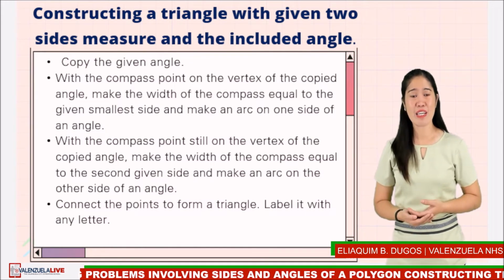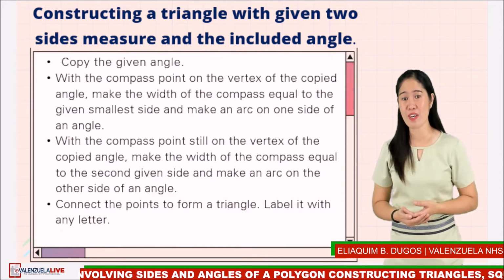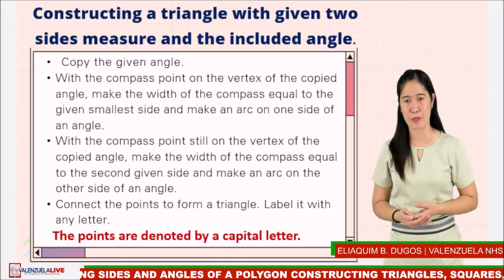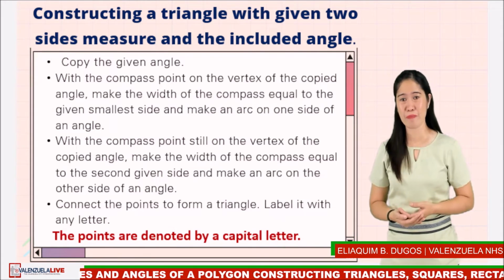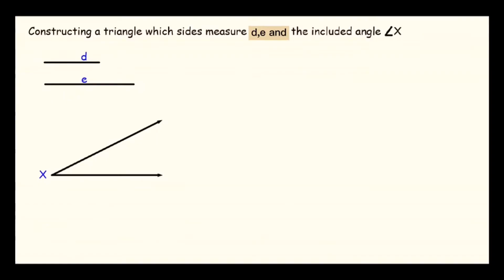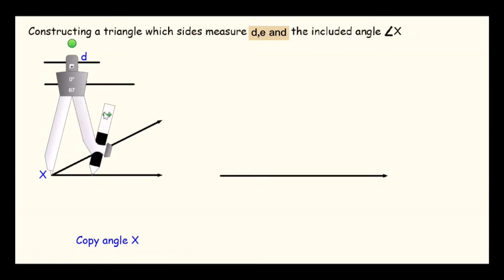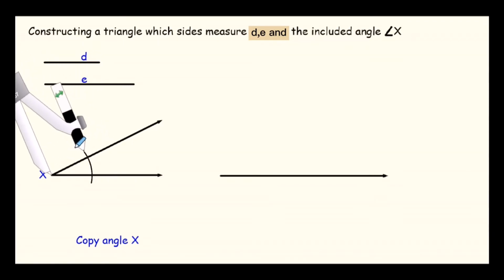Again, you can label it with any letter. Reminder: the points are always denoted by a capital letter. Let's construct now. Watch this. Constructing a triangle with side measure DE and the included angle X. Copy angle X. Draw a ray on the right side. Place the point of the compass at X and draw an arc intersecting the sides of the angle.